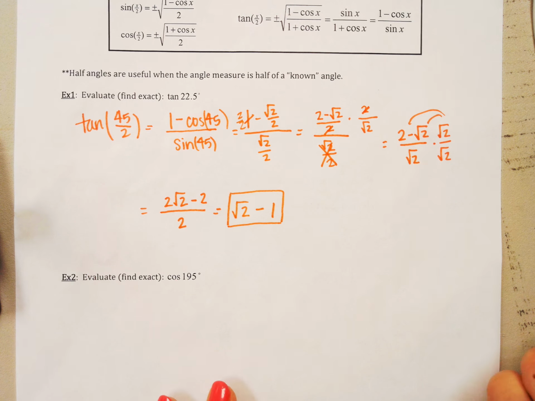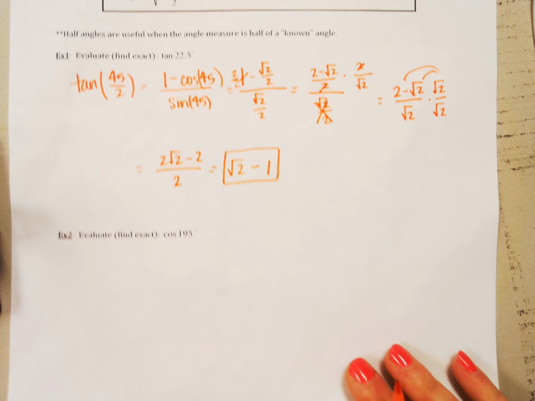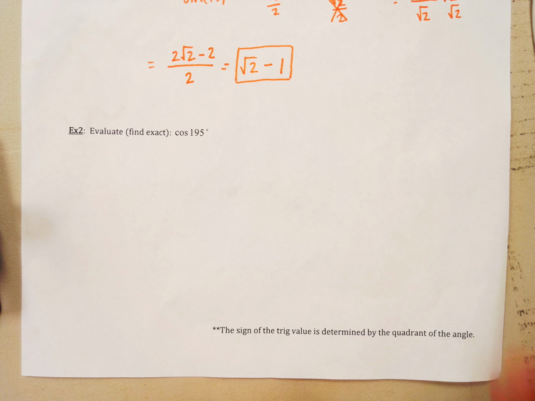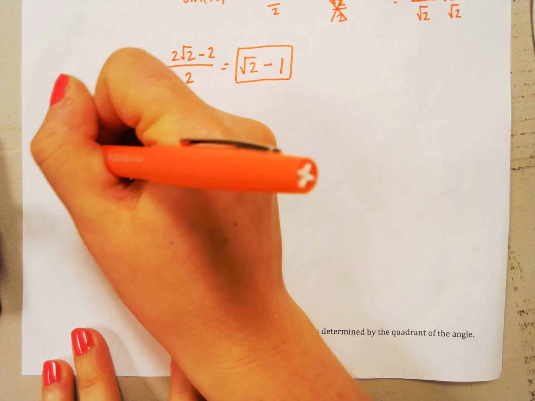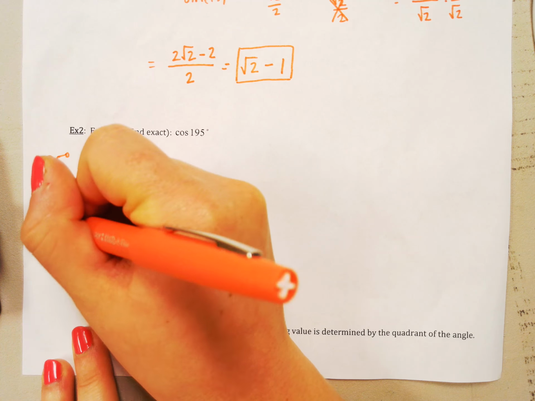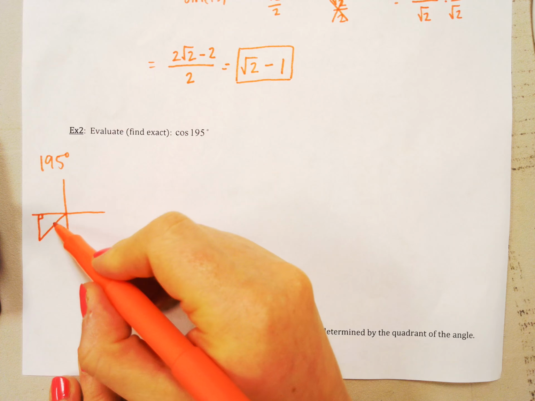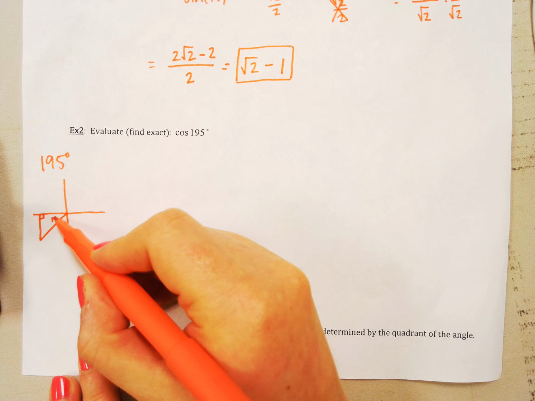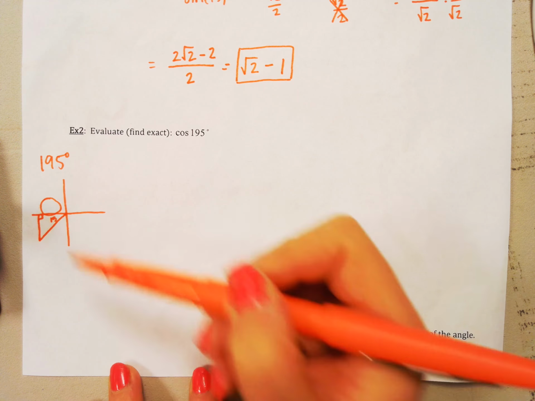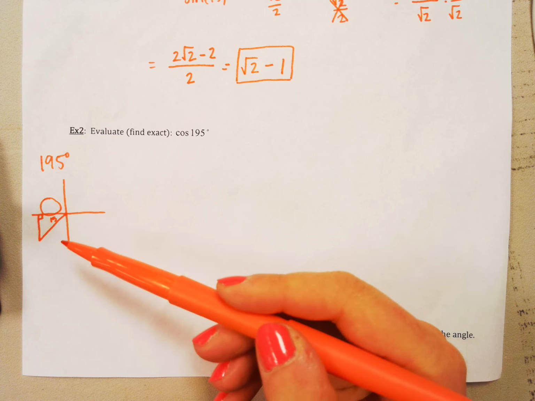Same thing here, if I am trying to find the exact value of cosine of 195, that's not an angle that I know. It's not something on our unit circle. If I find out what quadrant that's in, 195 degrees is in quadrant 3, that would be a 15 degree reference angle, which I can't do that part. But I do know that that's what I'm actually finding. I'm finding the cosine of this value that's in quadrant 3.